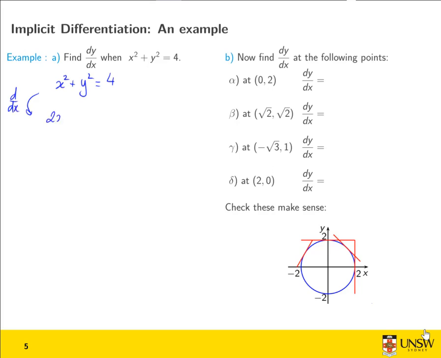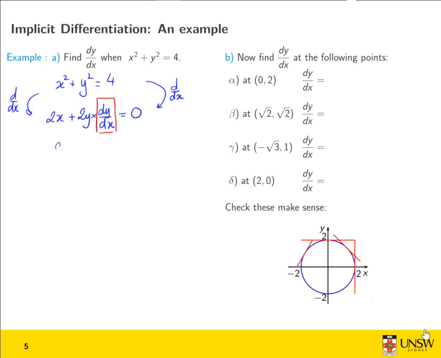I'm going to get 2x, and applying the chain rule to y squared, the derivative of y squared with respect to y is going to be 2y, and then I multiply by dy dx. That's the derivative of the left-hand side. I also take the derivative of the right-hand side, and the derivative of 4 is 0. This example is easier than the previous one, because our unknown is in only one place.